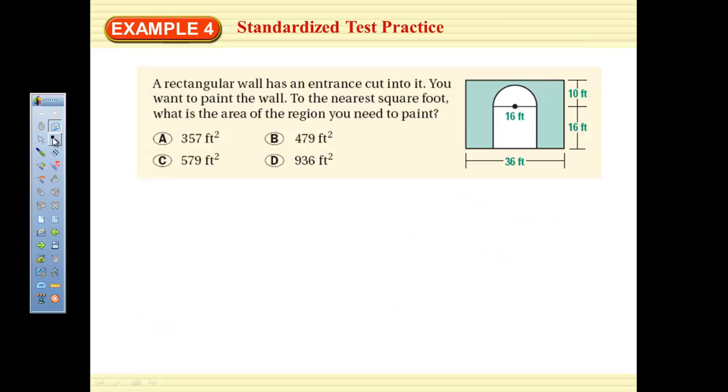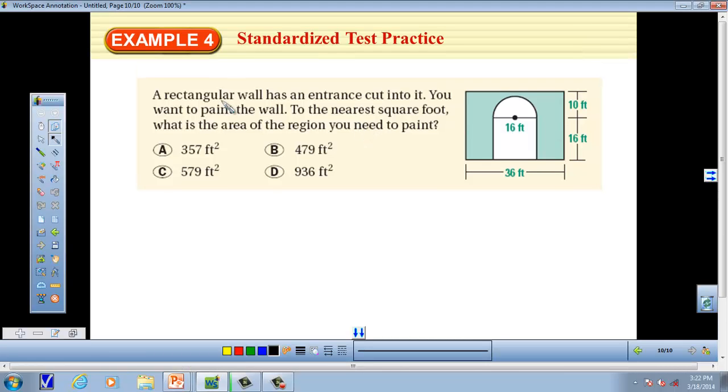Okay, here's another one. For here, it says a rectangular wall has an entrance cut into it. You want to paint the wall to the nearest square foot. What is the area of the region you need to paint? So what we need to do is find the area of the whole thing, and then we're going to subtract out this part right here. If you notice, let's find the area of the whole thing first.